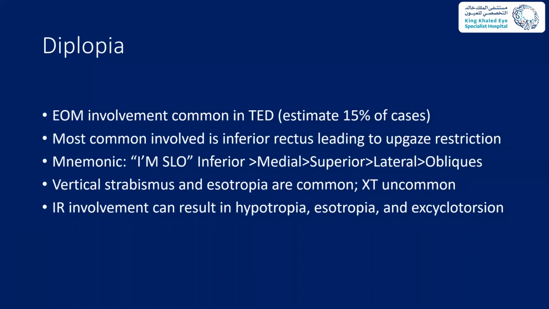And inferior rectus involvement can result in hypotropia, esotropia, and excyclotorsion related to the secondary and tertiary effects of the inferior rectus muscle. So note that torsion does not necessarily indicate oblique involvement, since they're less commonly involved in thyroid eye disease. In a tight inferior rectus, although it most commonly causes hypotropia, remember to think about the potential for excyclotorsion.